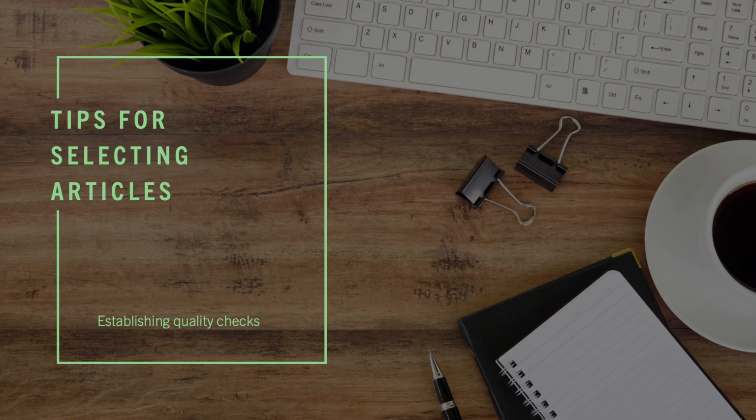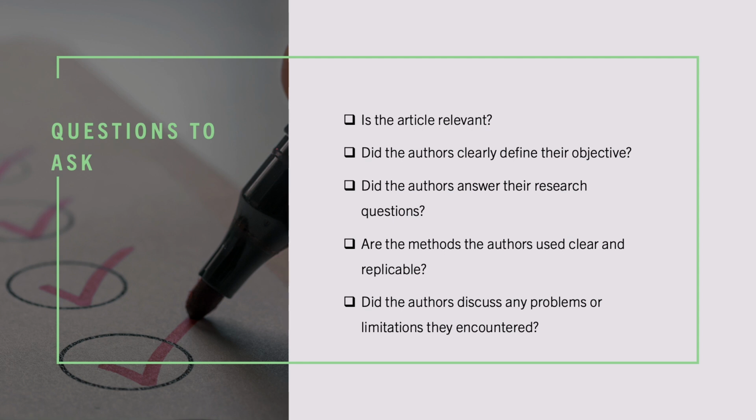You can also establish specific quality checks for published articles to determine their usefulness for your search criteria. For instance, you can ask yourself questions such as, is this article relevant to my search? Yes, partially. Keep it. No, search more. Did the authors clearly define their objective and answer their research questions? Are the methods the authors used understandable and replicable? Did the authors discuss any problems or limitations they encountered?